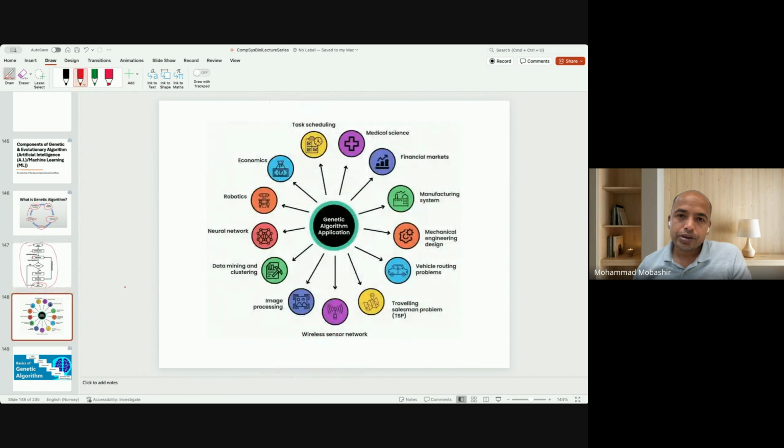Then the application of genetic algorithm covers a diverse range. For example, we are concerned mainly with medical science, but it is not the only field where it is applied. It goes to financial market, manufacturing system, mechanical engineering, vehicle routing, traffic system, wireless sensor system, image processing, data mining, neural network, task rescheduling, and many more applications.